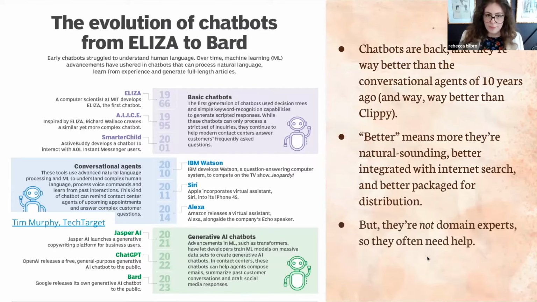The problem that I think a lot of people are realizing is that chatbots are not domain experts. They're pretty good at generic conversation, but when it starts to get into anything that's domain specific, they fall apart pretty quickly, and they do it confidently, right?